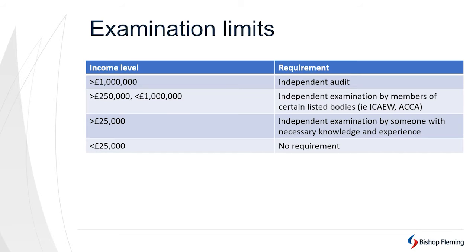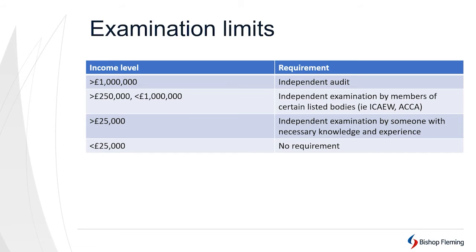Then for the mid-sized charity, above that £250,000 threshold but below £1 million, you're required to have what's known as an independent examination. At this income level, it must be completed by a suitably qualified individual, so members of the Institute of Chartered Accountants, for example. I think there is a bit of a misconception sometimes with trustees and management as to what an independent examination actually entails.